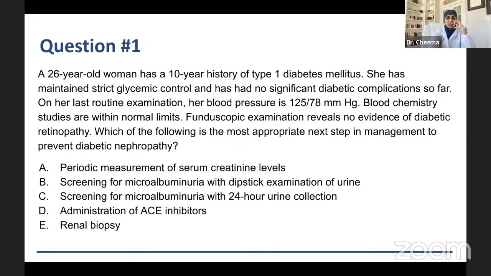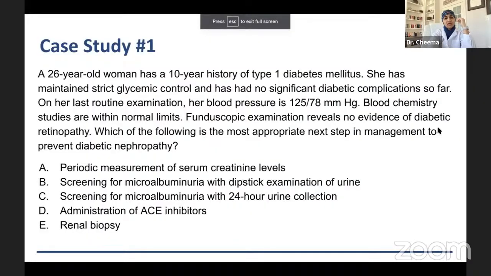Good. So what do you think? First of all, tell me what's going on. This case study is telling us a patient has type 1 diabetes. They give you the blood pressure, the chemistry within normal limits, and the eye exam via fundoscopic examination, with no evidence of retinopathy, because they're talking about diabetes complications. Retinopathy is a complication of diabetes. When a patient has long ongoing diabetes, then retinopathy develops. So they're talking about the diabetic complications.